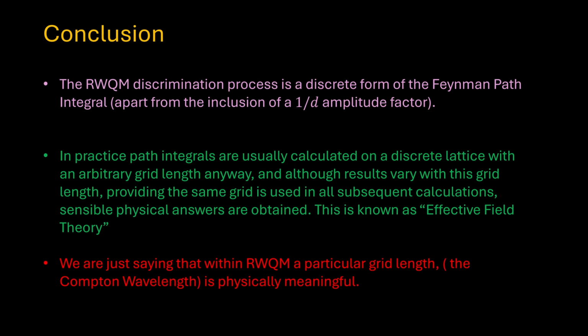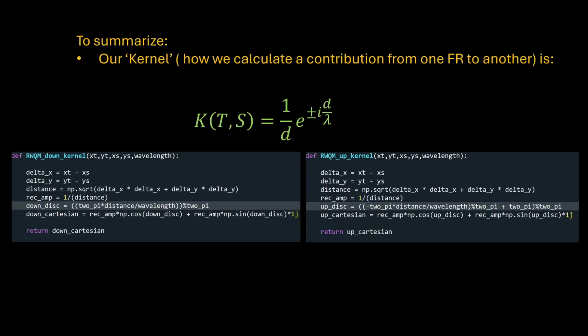In summary, our kernel for time-independent, that is stationary, states can be summarized by the equation in green. And here I show two Python code snippets used in the computational work.